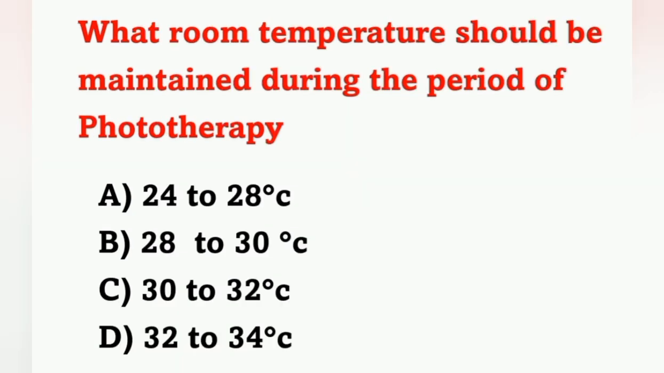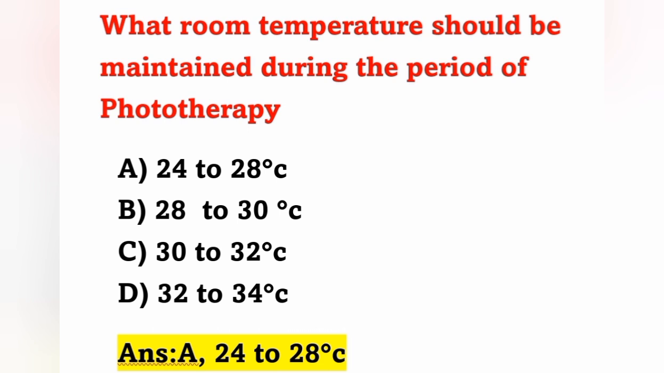And the next question, what room temperature should be maintained during the period of phototherapy? Options: option A 24 to 28 degrees Celsius, option B 25 to 30 degrees Celsius, option C 30 to 32 degrees Celsius, and option D 32 to 34 degrees Celsius. The question is, what temperature should be maintained during the time of phototherapy? It is about 25 to 28 degrees Celsius. It is mainly to prevent hypothermia or hyperthermia. So the temperature will be maintained at 25 to 28 degrees Celsius. In our options, 24 to 28 is there. So that is the correct answer, option A.